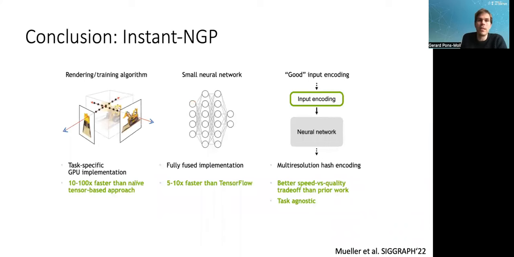Okay, so the conclusion of Instant NGPs is that you have a task-specific GPU implementation, which is 10 to 100 times faster than a naive tensor-based approach, and it's 5 to 10 times faster than TensorFlow. And it provides a better trade-off of speed versus quality, and it's also task agnostic.